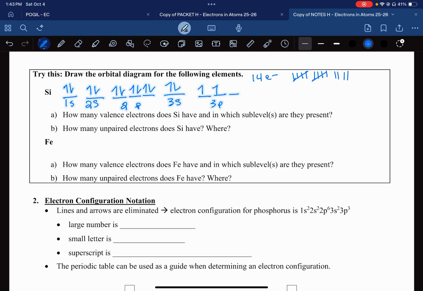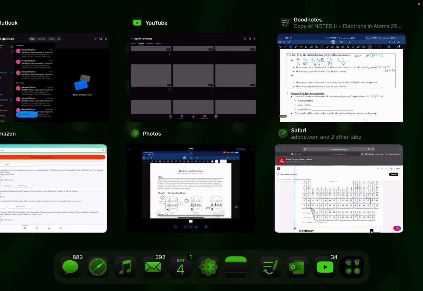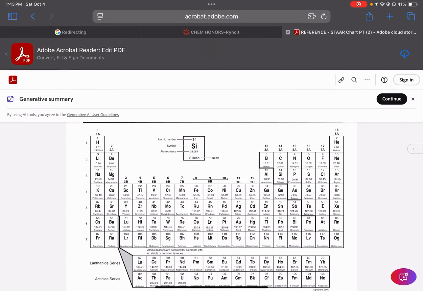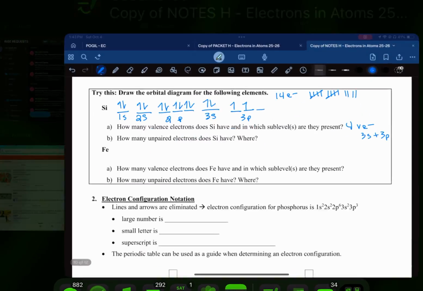So we said that our valence electrons, they're in our highest S and P sublevels, and so we can count that we have 4 valence electrons. They are in 3s and 3p. If we go back to our periodic table and we look at silicon here, we can see that in fact we would expect that silicon would have 4 valence electrons. It's in group 4A. All right, so there we go.